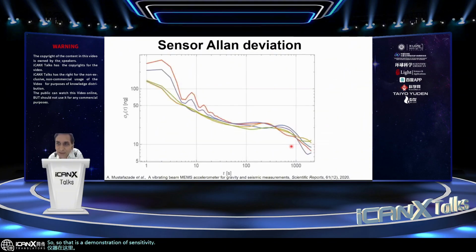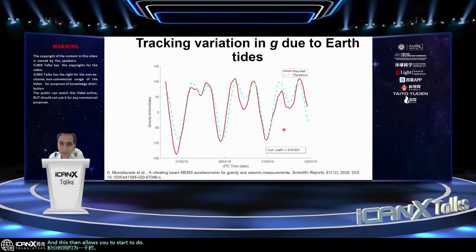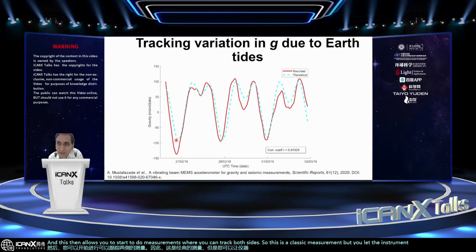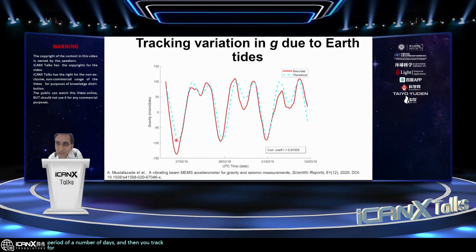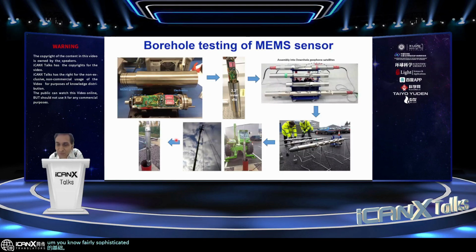We then went out to a low noise site in Scotland, where we acquired some data to give us some insight on the stability of the instrument. And what we see here is stability approaching 10 nanoG at an integration time of about 1,000 seconds. And this then allows you to start to do measurements where you can track earth tides. So this is a classic measurement where you let the instrument record for a period of a number of days, and then you track the variations in small g due to earth tides and so on and so forth. So this collectively started to then set the basis for fairly sophisticated instruments and measurements that can be done.